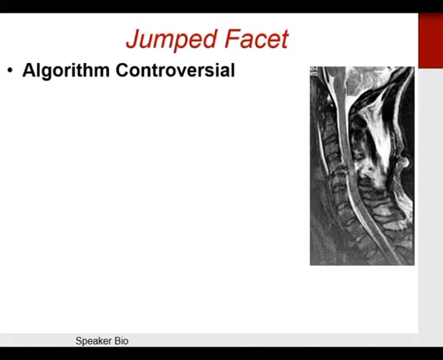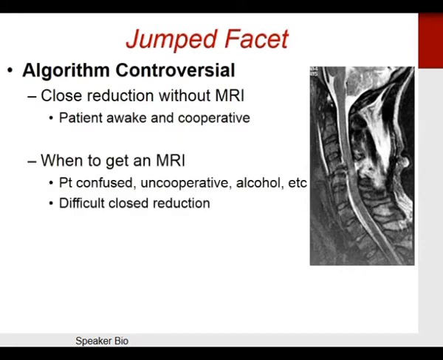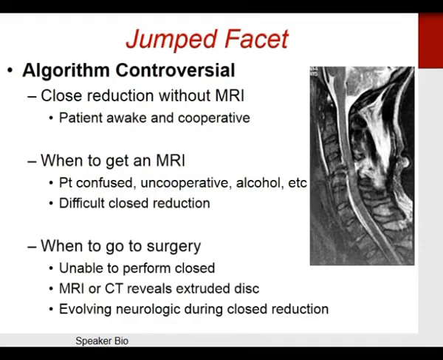In determining an algorithm, it's somewhat controversial, but most agree that if there's no neurologic deficit or the deficit is stable, a closed reduction without MRI is an option, provided that the patient is awake and cooperative. If the patient is confused, uncooperative, or alcohol is on board, you must obtain an MRI. If it's difficult to obtain a closed reduction, you must obtain an MRI.